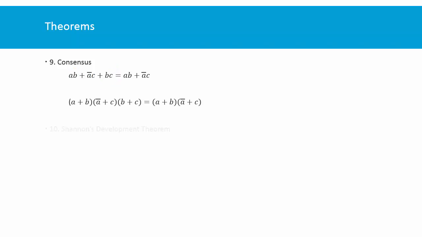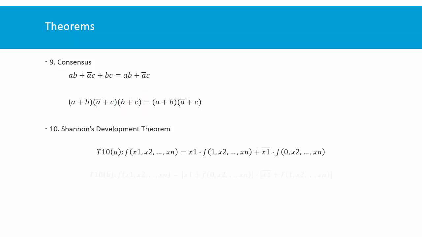Again, you have a and a inverted, you have the v and the z, and these two variables that I have circled are together here. So because they are together, this one here disappears. Again, this is a shortcut. You can do the whole mathematics or the whole algebra of this, but you're always going to get to the result. And finally, the 10th theorem is the Shannon's development theorem.